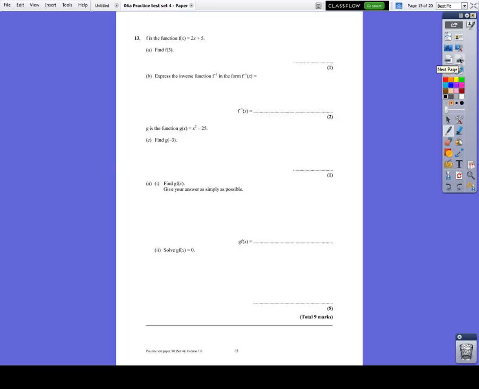Question 13. f is the function f of x equals 2x plus 5. Find f of 3. Well, all that means is put x equal to 3. So 2 times 3 plus 5. 2 times 3 is 6 plus 5 is 11. Express the inverse function f minus 1 in the form f minus 1 of x. Well, all that means is rearrange the function. So the function is 2x plus 5. That means x is getting multiplied by 2 and adding 5. So we need to take away 5 and divide by 2 to rearrange that. And because we want it in terms of x, we can just put that x minus 5 over 2.